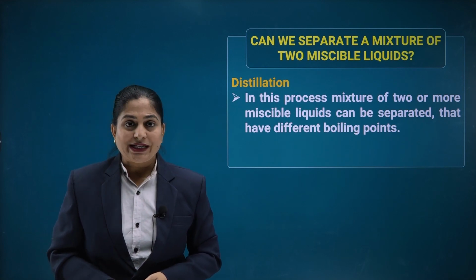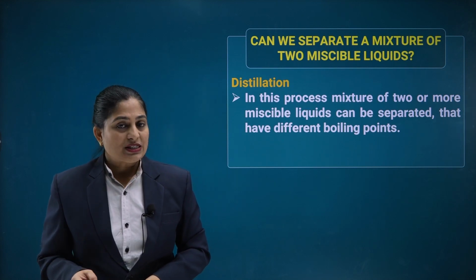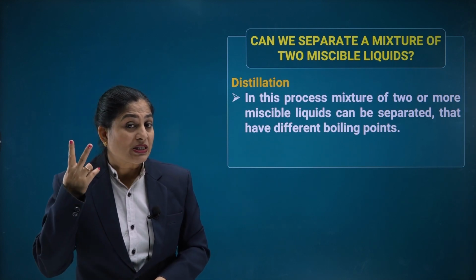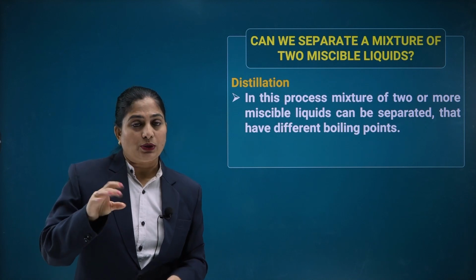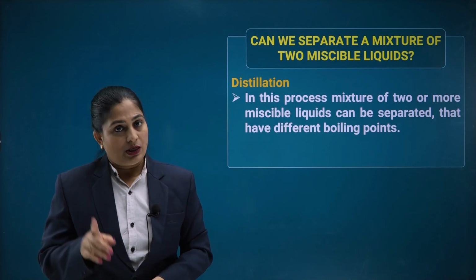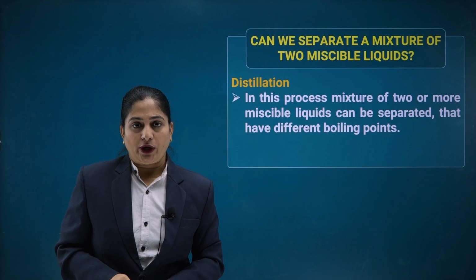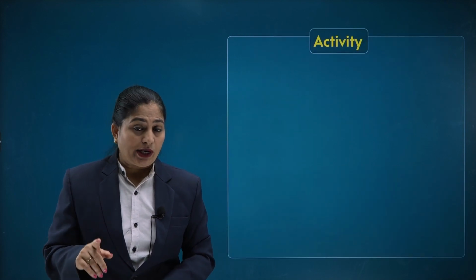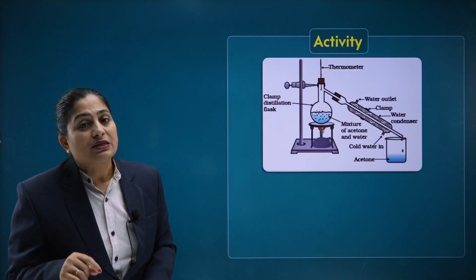Our next separation technique is distillation. Distillation is used when we have two miscible liquids. Miscible means soluble, both can dissolve in each other, but they have different boiling points. So if they differ in their boiling points, we can use this distillation process.